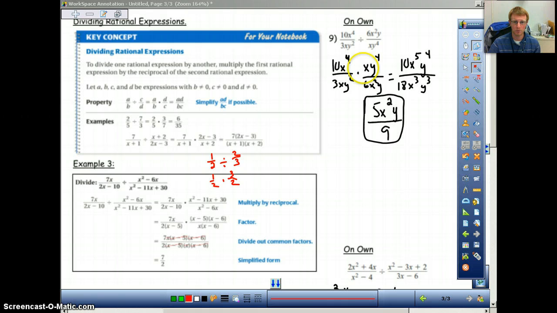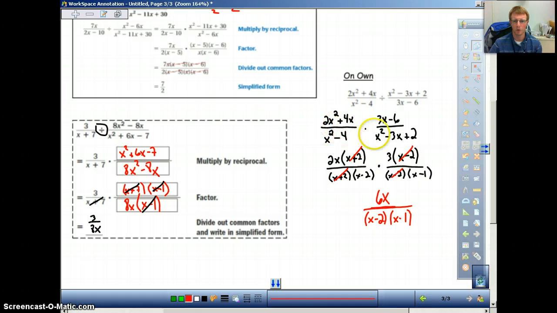Okay, so on this first one, we multiply by the reciprocal, so we flip this one. We multiply across the top first, so we have 10x to the 5th, y to the 4th. On the bottom, we have 18x to the 3rd, y to the 3rd. Simplified, 10 over 18 is 5 over 9. X to the 5th over x to the 3rd is x squared, and y to the 4th over y to the 3rd is y. Last one, multiply by the reciprocal, factor completely.